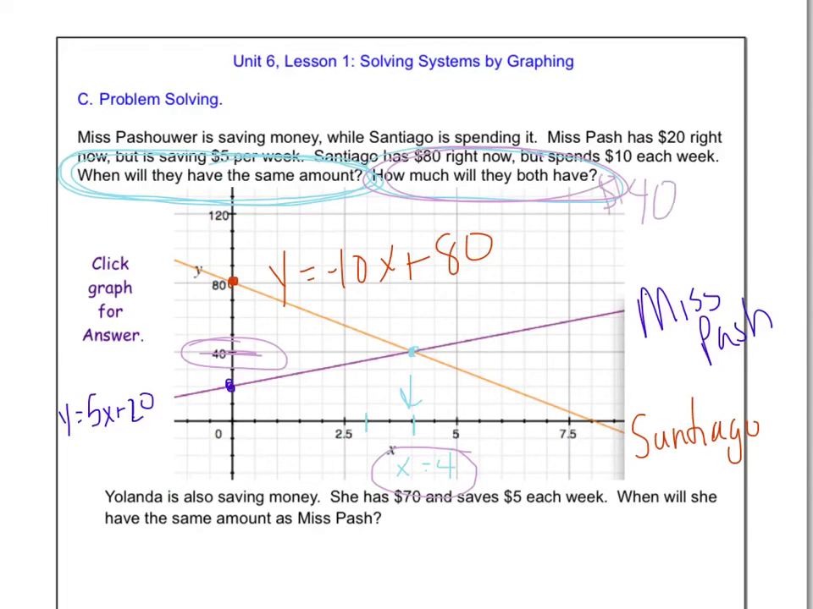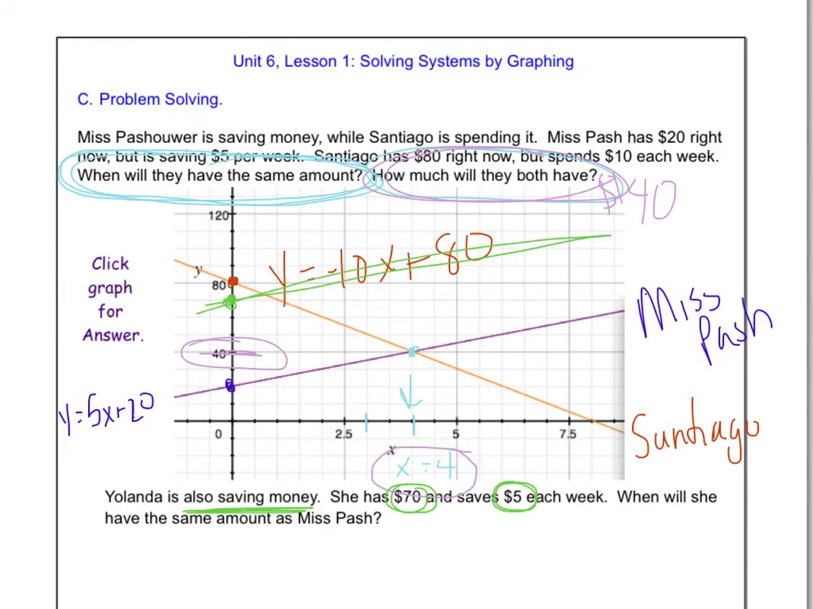Okay, hopefully you also have Yolanda on this graph. Yolanda is also saving money. She starts at 70, so 40, 50, 60. This is going to be her starting point. And if you don't have her, go and add it right now. She starts at 70 and is also saving $5 a week. So her situation is going to look, let's see, if I go up 1, she's going to save out 5.